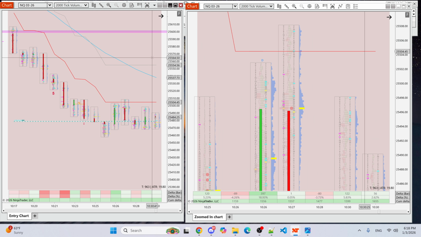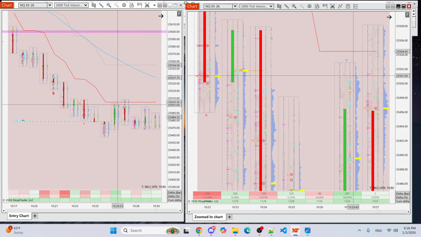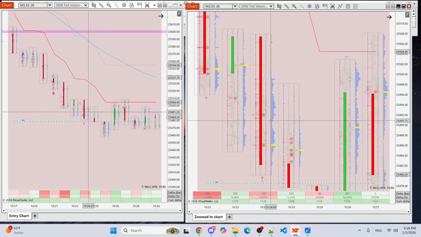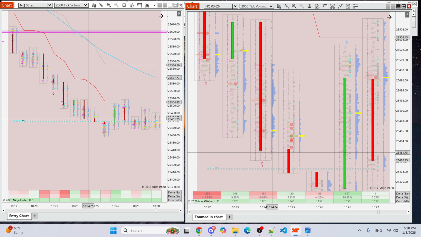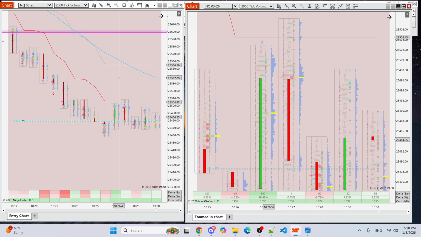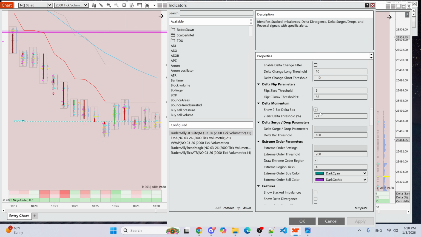So let's just double check that. So this is our action setup. And we had imbalance occur on the sell side within 8 ticks. Yeah, it definitely happened somewhere here. And let's make some adjustments so we can see how that works.